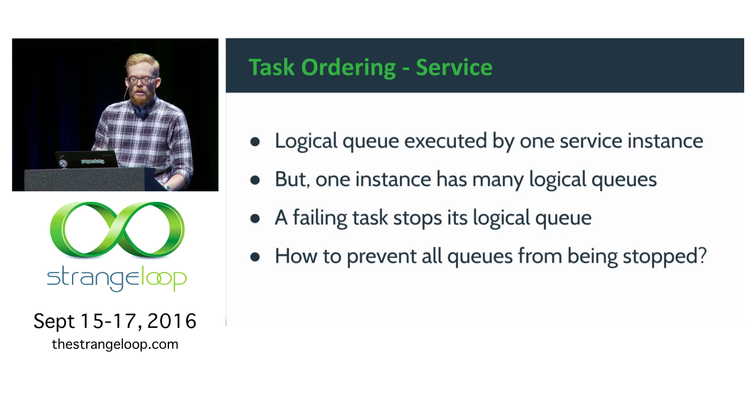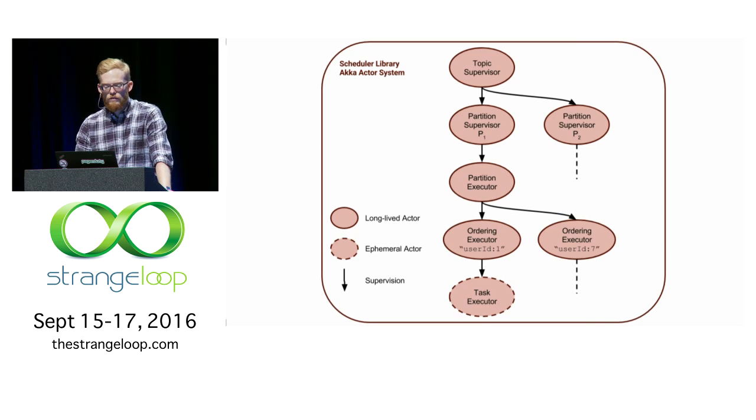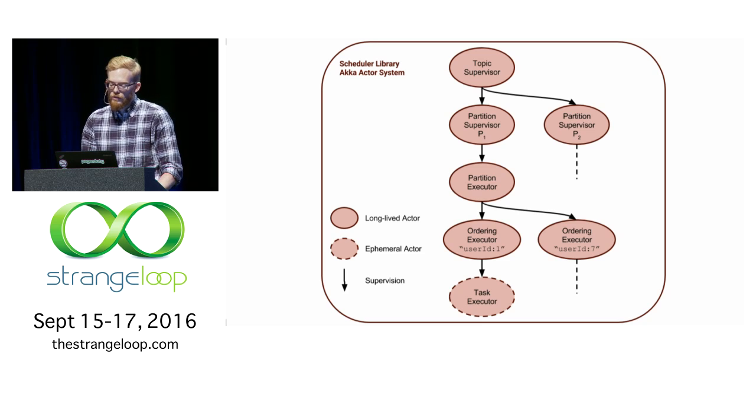But to maintain ordering in a logical queue, if a task fails, you need to keep trying it until it succeeds. And you can't be executing any tasks after it. So how can we continue to execute all of the logical queues except for the one that has a stuck task? So the answer in our case was an actor system implemented in Akka. You could certainly do it other ways, but we found that Akka made the needed concurrency simple.